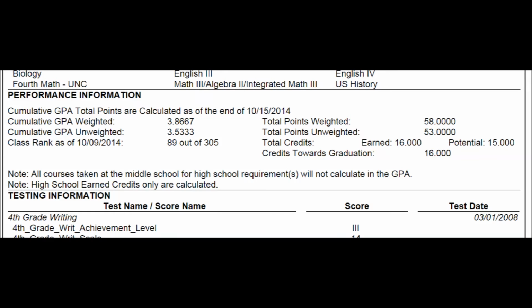Now, your class rank is based on your weighted GPA. Your class rank is as of the date that is listed there. We rank several times a year, so it just depends on when the last time we ranked as to when that date will be printed on your transcript. Remember, the closer you are to number 1, the higher your GPA is. The number 1 student in the class will have the highest weighted GPA for the junior class. That student will also be considered the chief marshal for graduation.